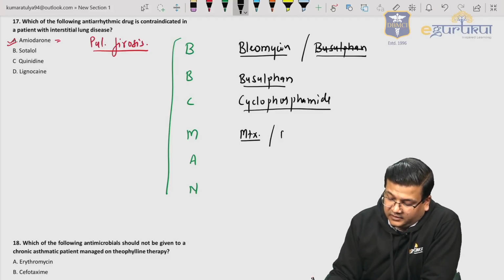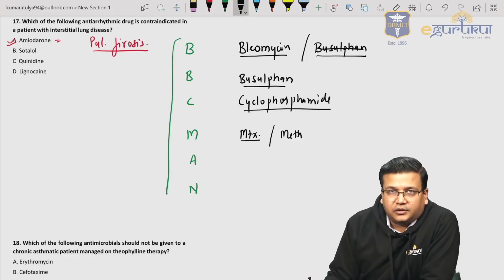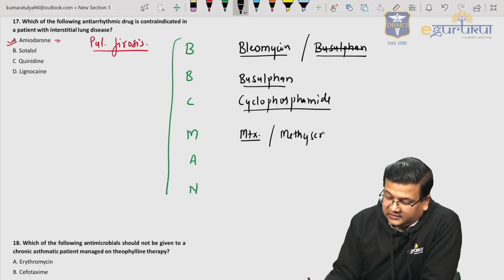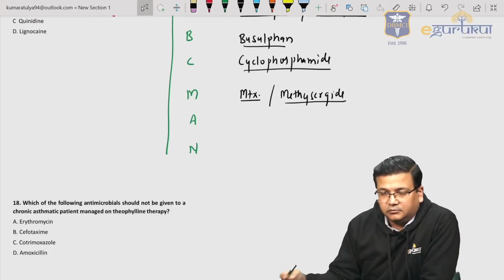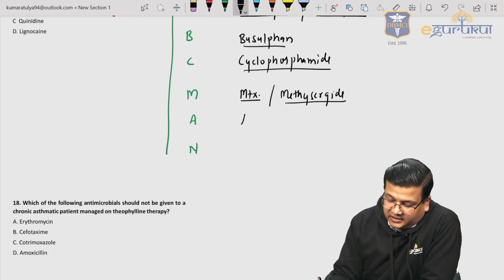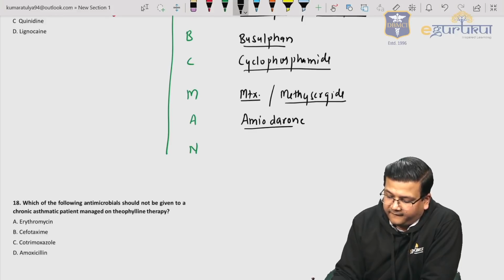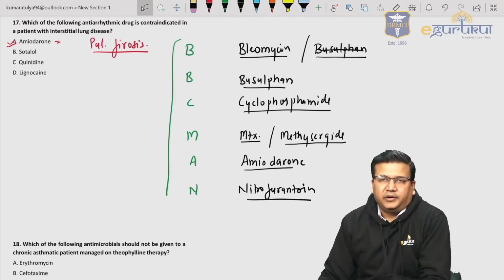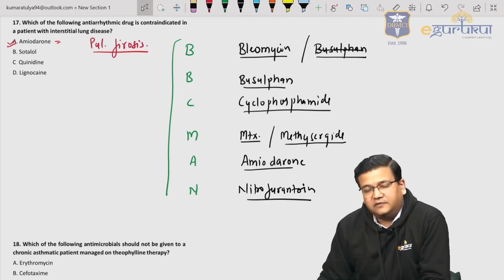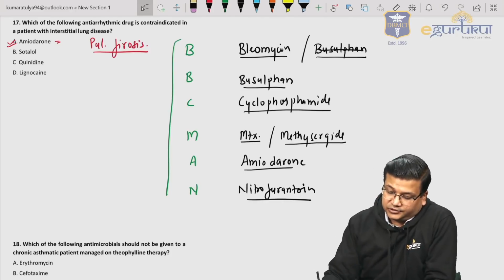Then we have a dopamine agonist or ergot derivative known as methysergide, which causes both pulmonary and retroperitoneal fibrosis. Both ways this question has been asked. A is the drug we are discussing, amiodarone, and N stands for nitrofurantoin. So these are the drugs that should be avoided in patients having pulmonary disease or interstitial lung disease, because all of them increase the risk of pulmonary fibrosis.